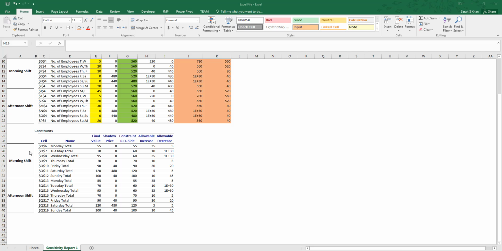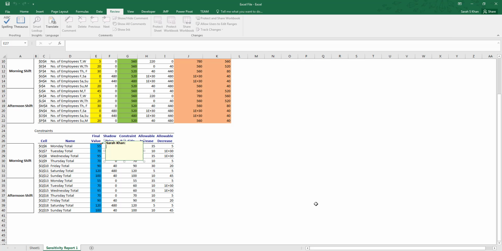Now let's move on to the constraints table and see what it's telling us. Again, the final value in the constraints table is the left-hand side of our constraint, which we've already determined. And let me color code it. It's blue. This is the actual number of people who are coming to their morning shift on Monday. So just to make a note of it right here, this is 55 people coming to work on Monday morning. And the interpretation for the rest of the cells is going to be the same.